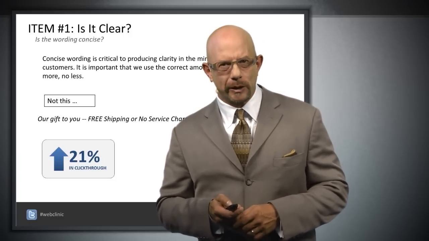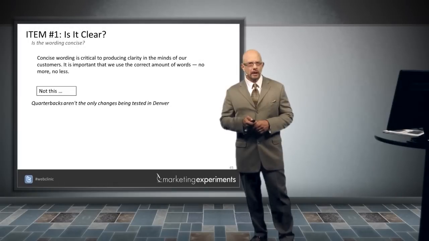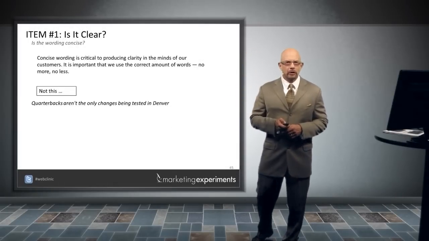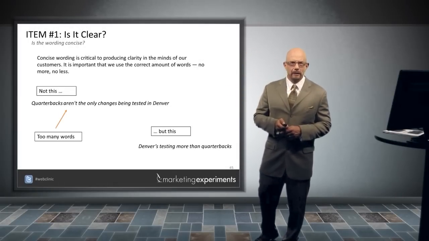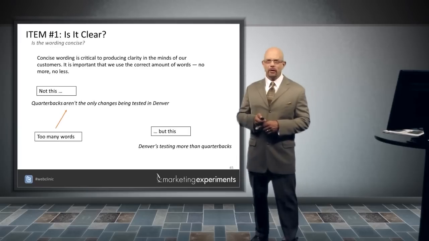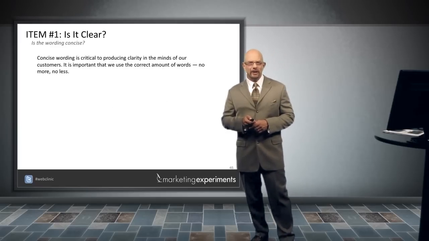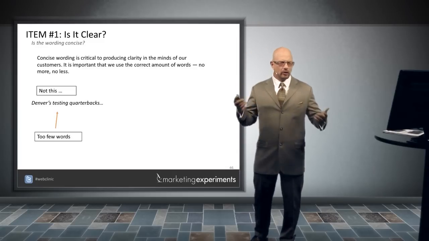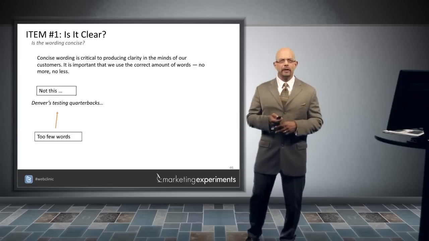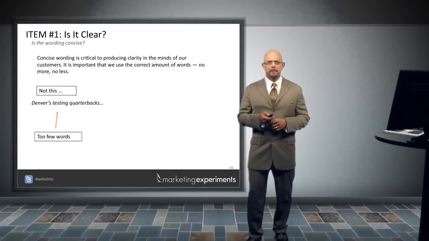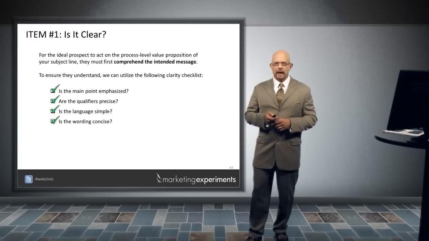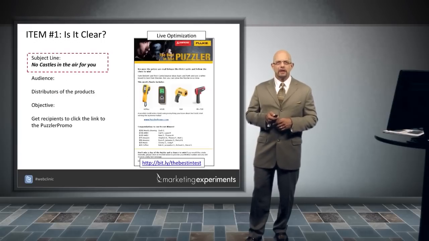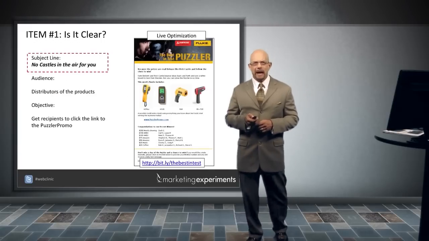What's the difference? A 21% increase in click-through. Not this. Quarterbacks aren't the only changes being tested in Denver. Too many words. Denver's testing more than quarterbacks. But this. Now, let's look at another example. Denver's testing quarterbacks. Not this. Because the words are too few to actually make sense. So there's a line between being too many and too concise. You're looking for that simplicity which leads to clarity. And let's go on and sort of summarize, but let's apply this.